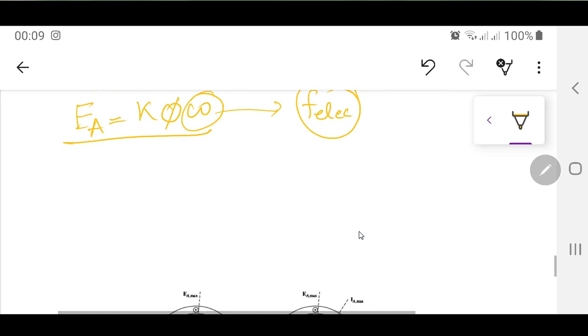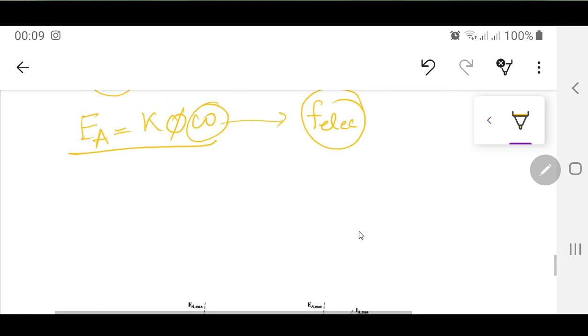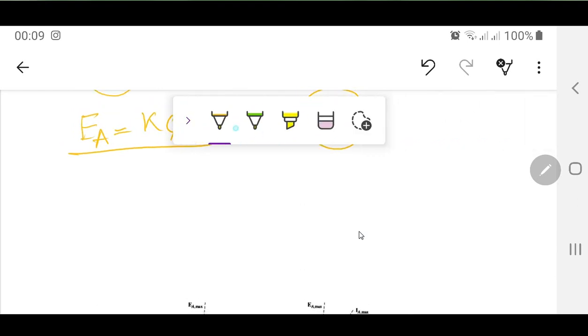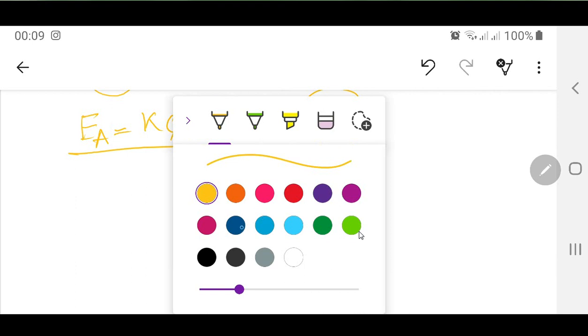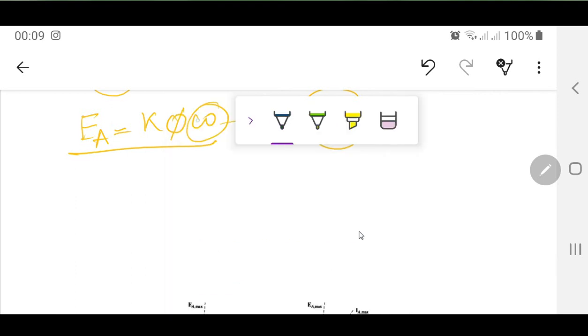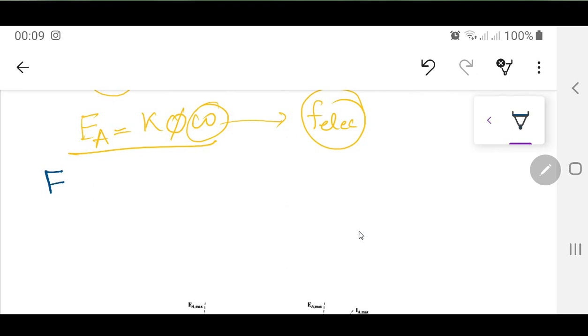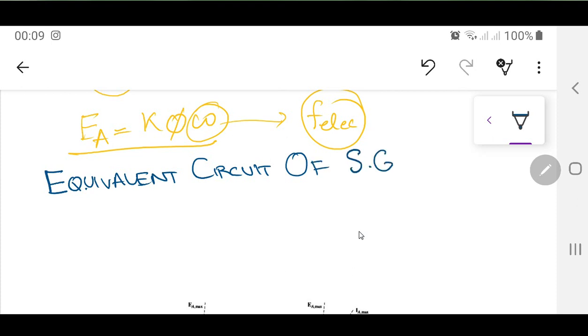Now beyond this, we are going to go towards the next topic of this chapter, which is very, very important. This is called the equivalent circuit of the synchronous generator. Just like we did for the DC machine, this time we are talking about the equivalent circuit of a synchronous generator.